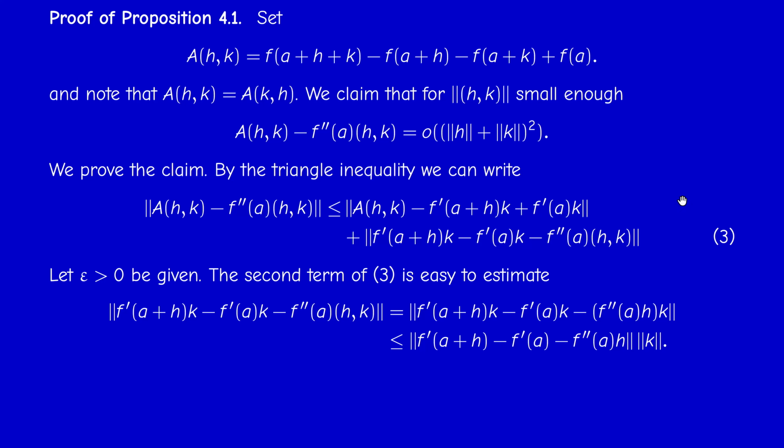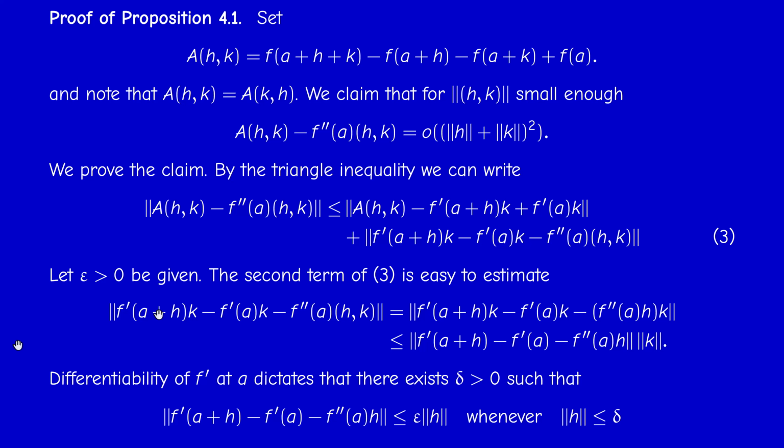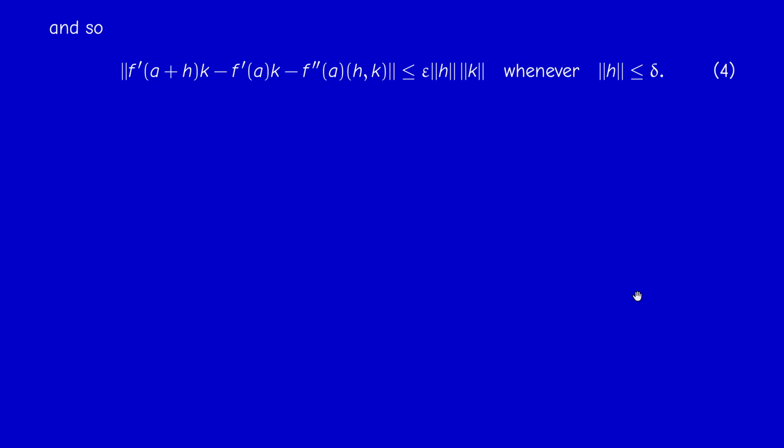Okay. And now the differentiability condition of f prime at a means that I can find a positive number delta such that this norm, this is the operator norm actually, is a small o of h. Okay, so it's less than epsilon norm of h if norm of h is less than or equal to a small number delta. And therefore, this second term is less than epsilon times norm of h times norm of k, provided h is small enough.